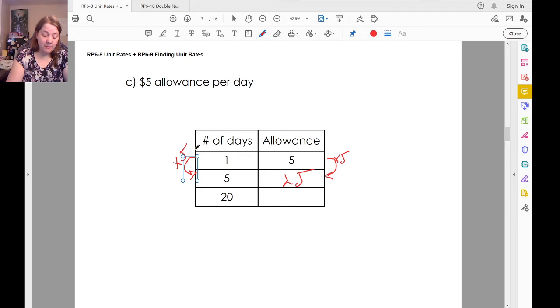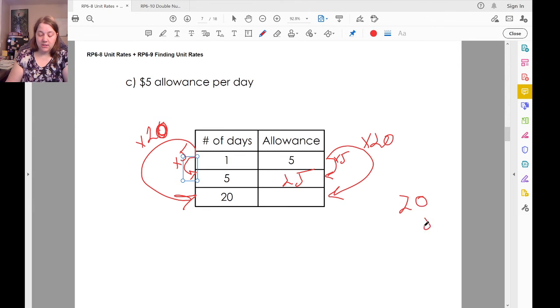Then we want to figure out how much I will make over 20 days. Well, how do I go from 1 to 20? 1 times 20 is 20. Then to figure out how much I would make, I would multiply 5 times 20. And if I'm not sure, I'll do my work down here. 5 times 0 is 0. 5 times 2 is 10. Wow, that would end up being $100. Woohoo!